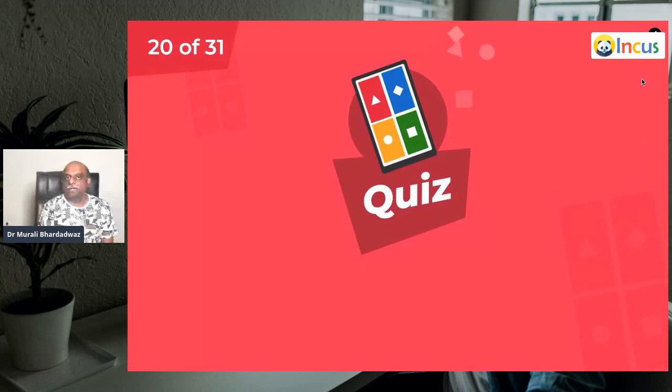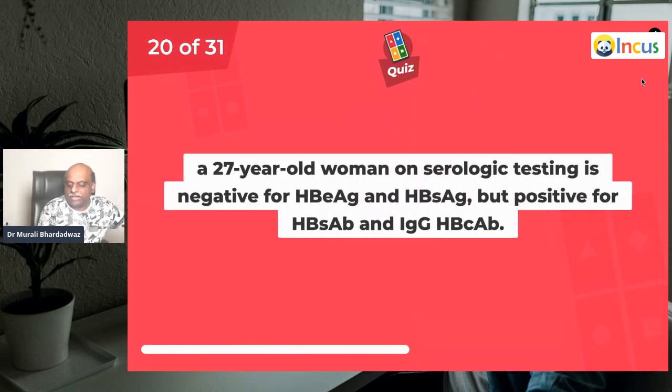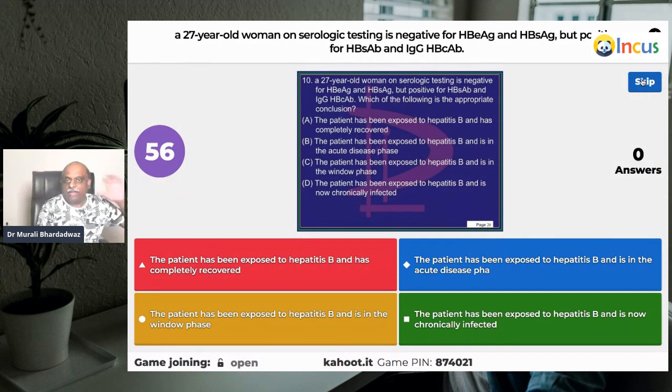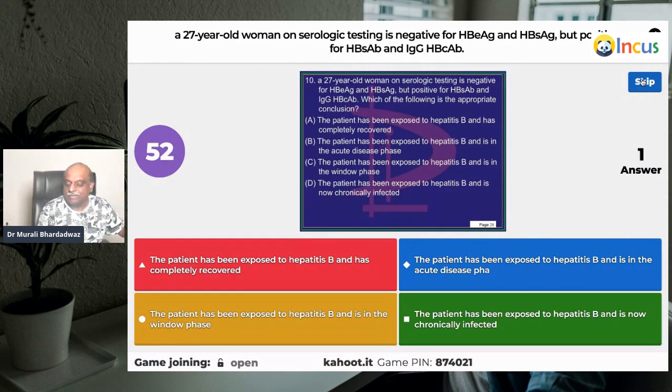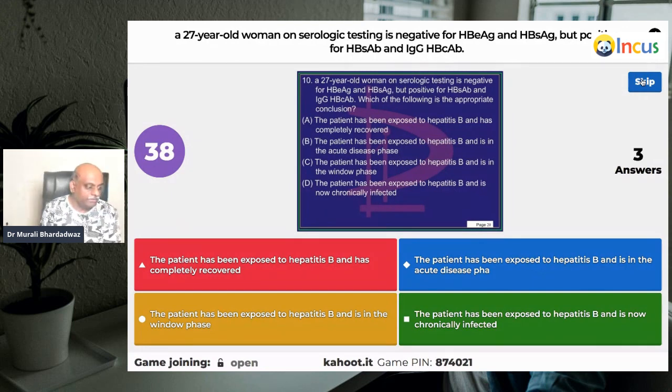So doctor, a 27-year-old on serological testing is negative for envelope antigen and surface antigen. But he is positive for surface antibody and core antibody, HBcAb of IgG type. Right? So what do you like to conclude based upon this serology is the examiner's question. Punch your answer, doctor.